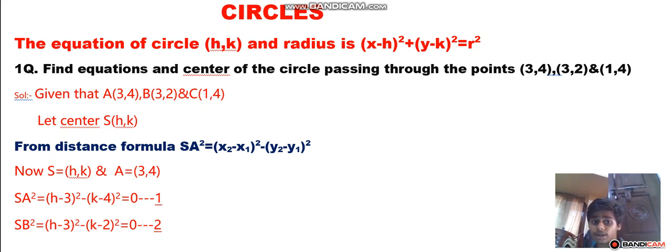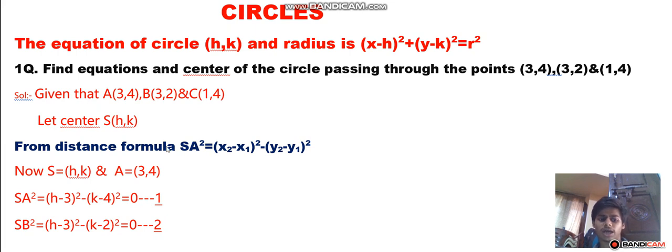Where is the (h, k)? We have to assume S, the center of the circle, is (h, k). We don't know what h comma k is, so for finding (h, k), we have to use the distance formula.